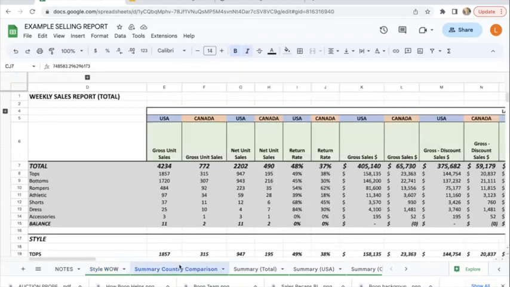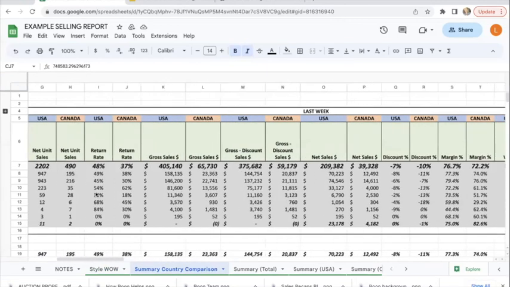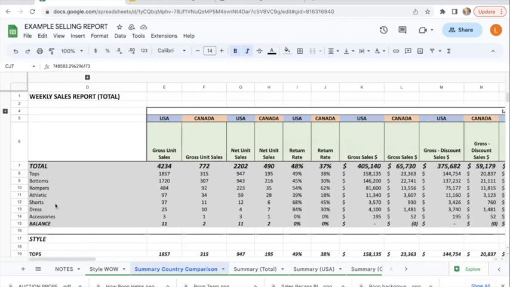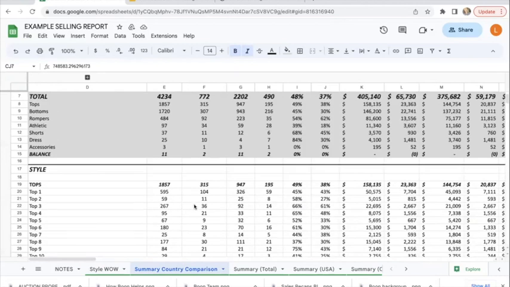The next tab we'll jump into is your summary country comparison. So this client, like I said, does business in 2 different countries. So they really wanted to understand country to country how things were doing across the board. So this is a very big report. We'll start over here though and look at your categories and then total level, and then show how you can look at it by style as well.